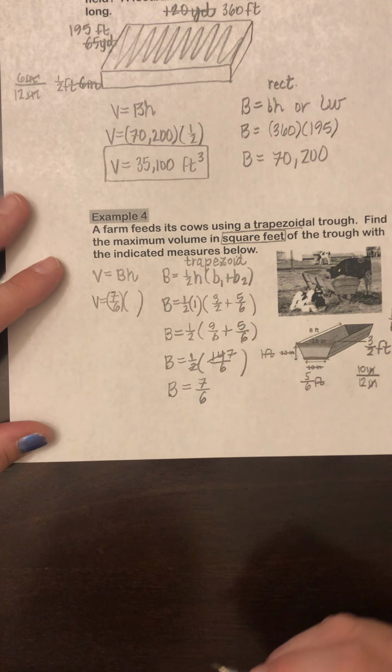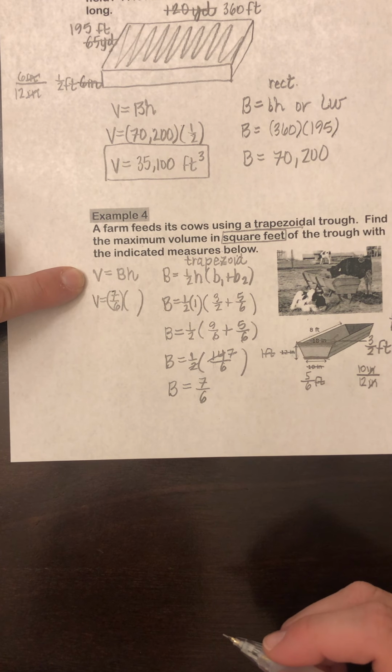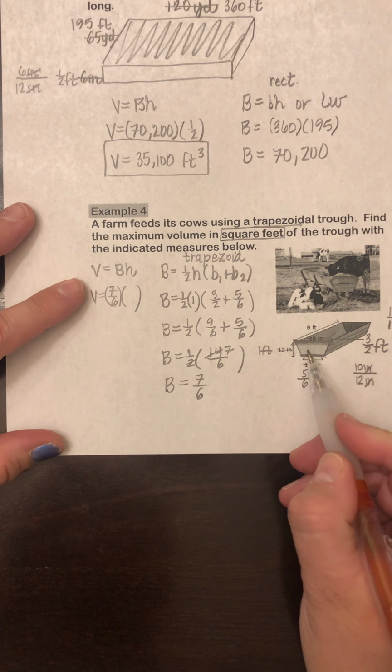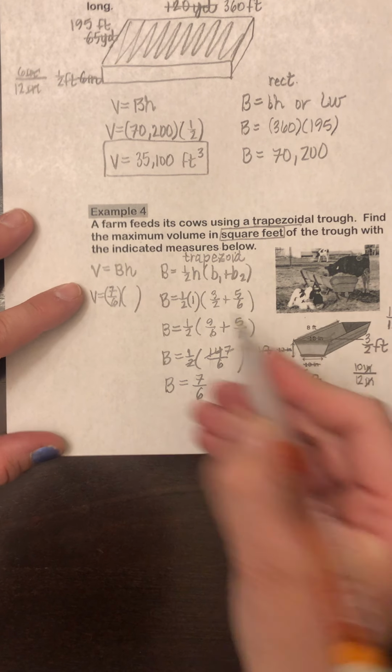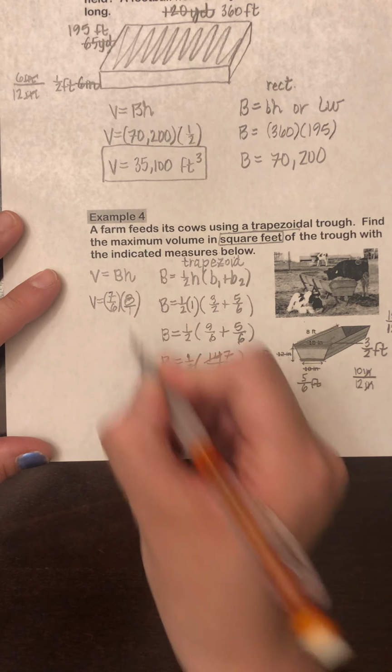Now we need to look for h. Remember, h in this formula is the height of the prism, which means the distance between the two bases. So what's the distance between those two trapezoids? And that distance is right here. It is 8 feet. Now if you want, you can put that 8/1.